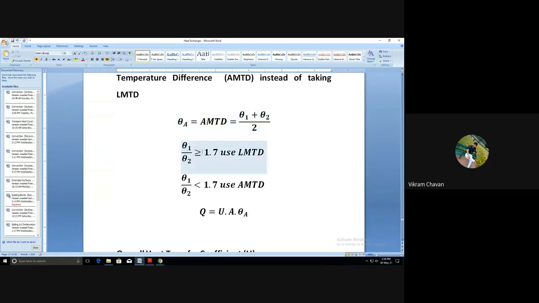First of all, you have to check whether this ratio is greater than or equal to 1.7. In that case, you have to use the LMTD. And if this ratio is less than 1.7, in that case, you have to use the AMTD.